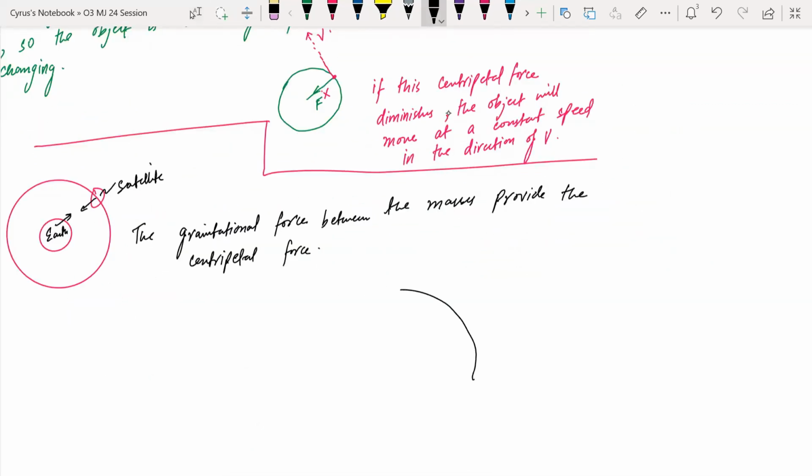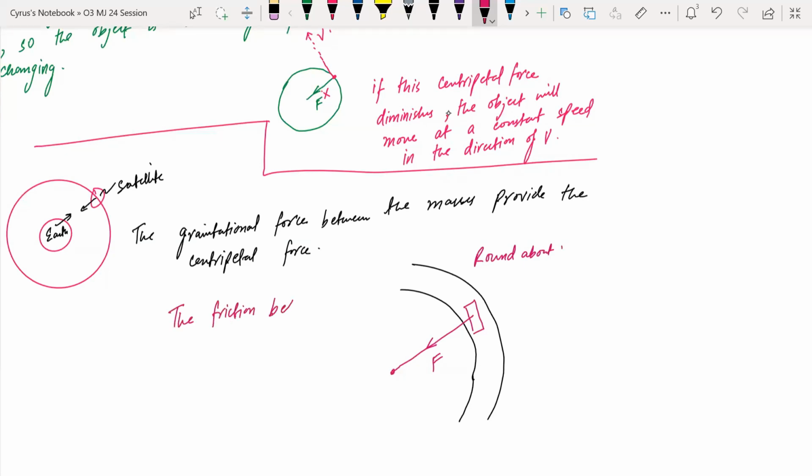Similarly, if you are traveling on a road which has friction, this is your vehicle, there is going to be a force towards the center of the roundabout. This is the roundabout, okay? There is a force which is acting towards the center. Which force provides a centripetal force? Friction between the tires and the road. So the friction between the tires and the road provides the centripetal force.